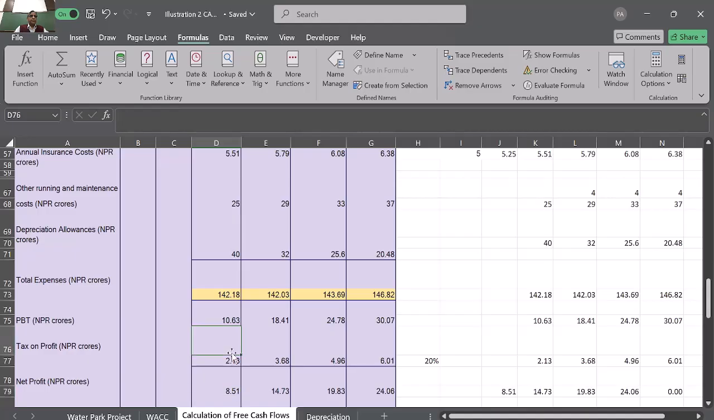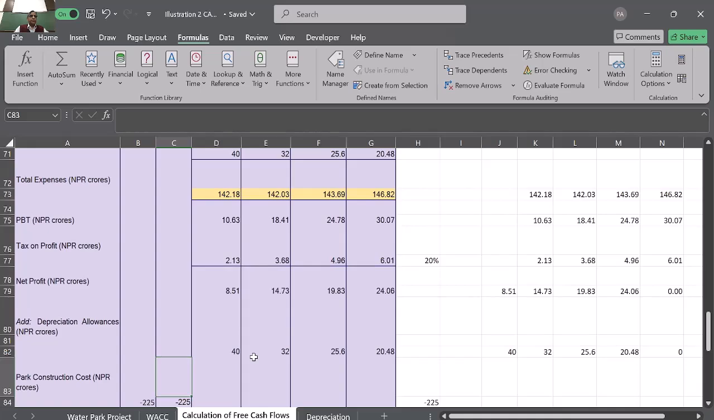Then the tax on profit, which is 20% tax in Nepal. I have put 20 here, so I have calculated 20% here for each year. Is that okay? 20%. Okay. Then the net profit has been calculated. Okay. Then we are going to convert this into a cash flow. So we are going to add back the depreciation, because depreciation is not a cash consuming expense. So we add it for calculating the cash flow.